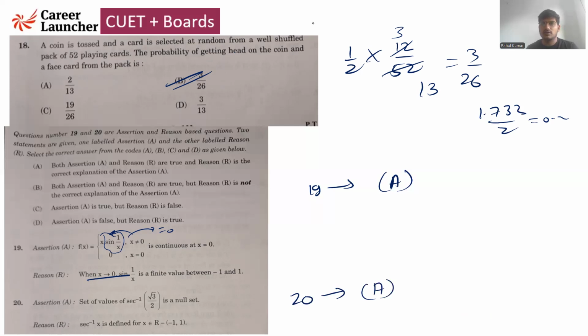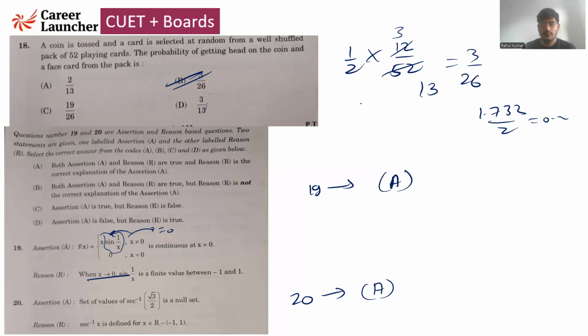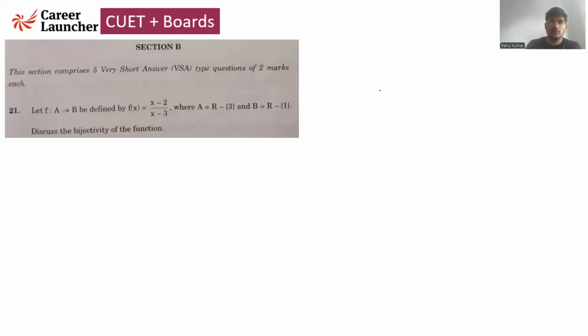Now we will move towards section B, which is the important part. Okay, let's move towards section B. You will score 2 marks by solving one 2-marker problem. So the question is, this is from the NCERT. A function is defined from set A to set B. Now you need to check the bijectiveness.